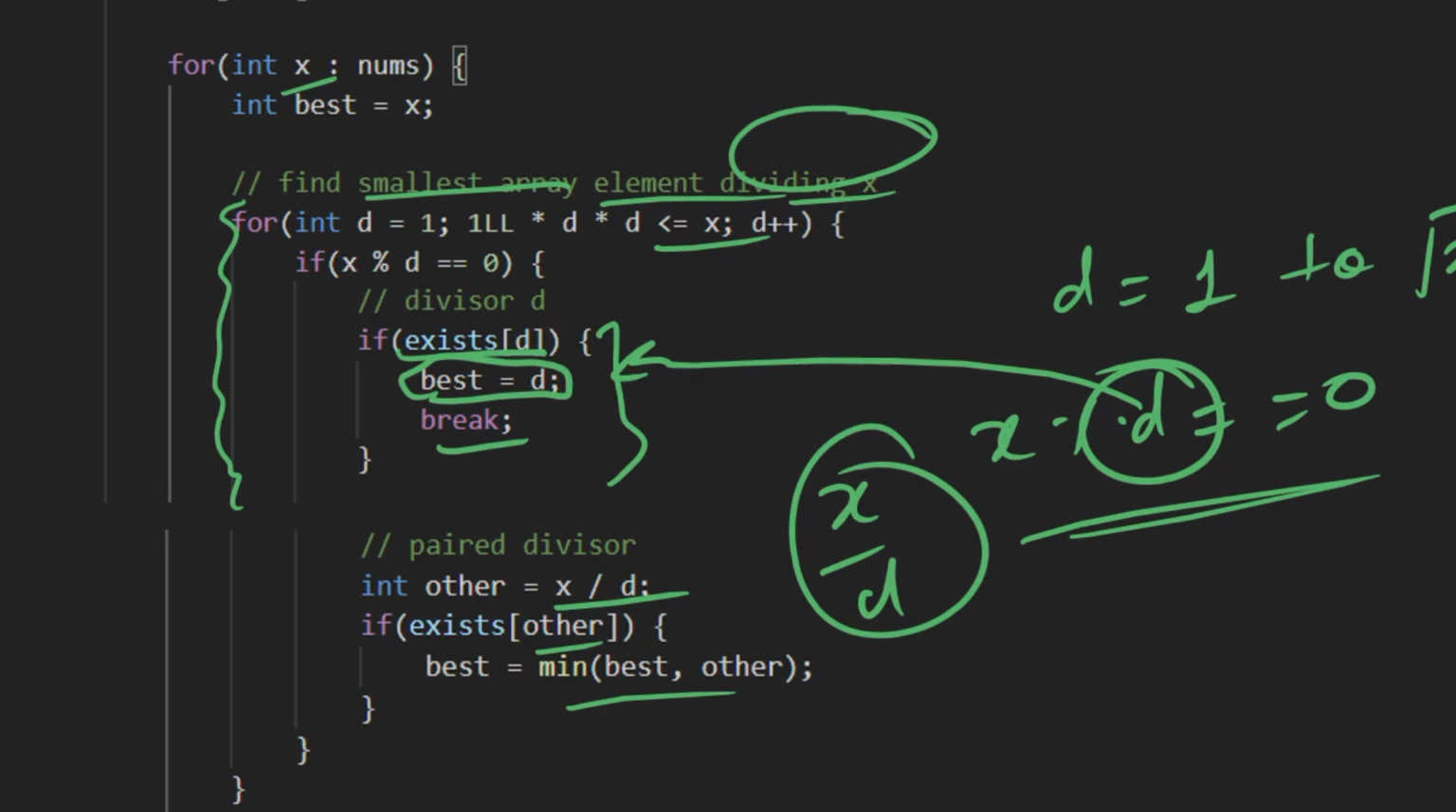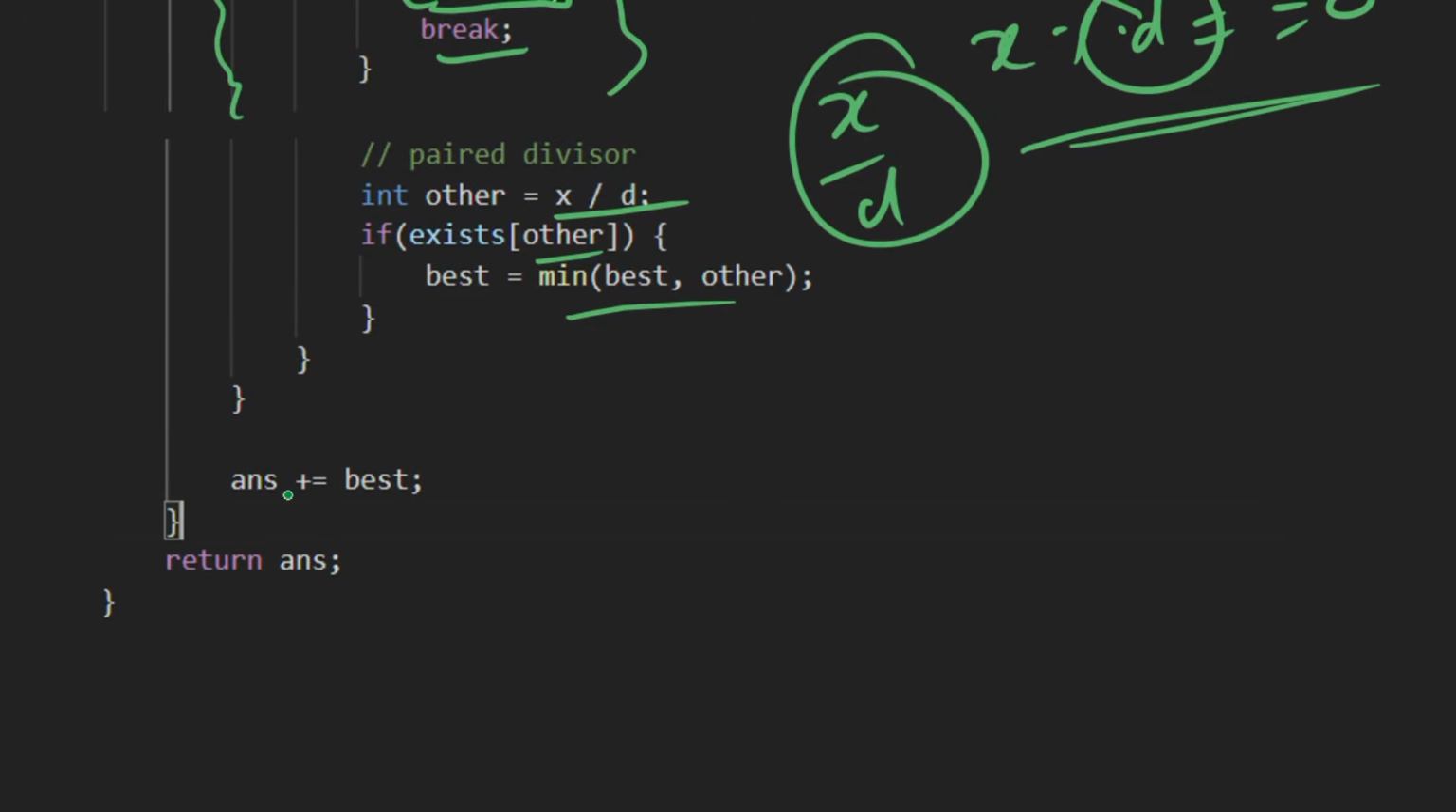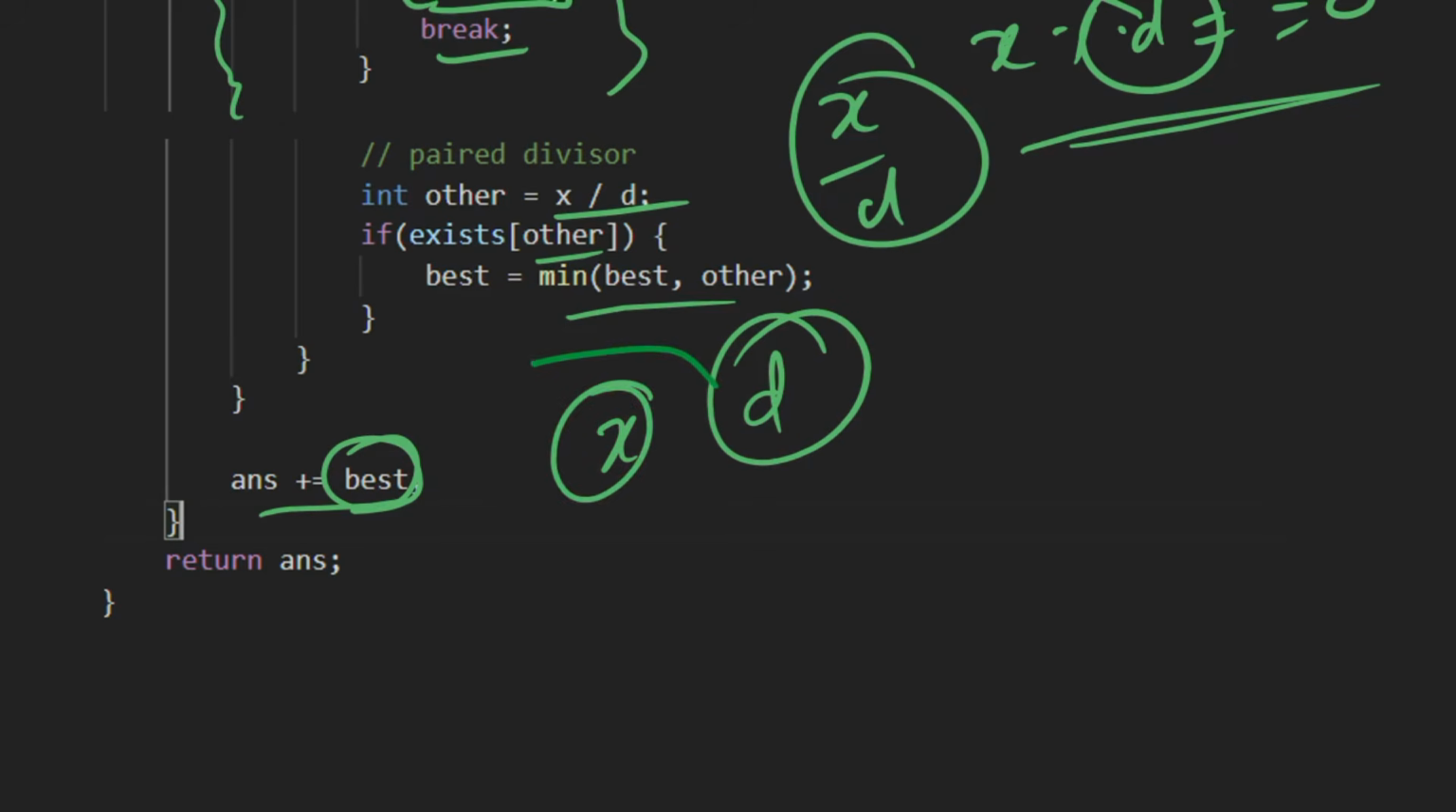And this way we check all the divisors, and at the end our answer will be, we add the best. Best is like the number that divides x. So instead of adding x, we add that value to our answer, and at the end we return our answer. So this is question number 3. I hope I am able to explain this also. So let's move to question number 4.